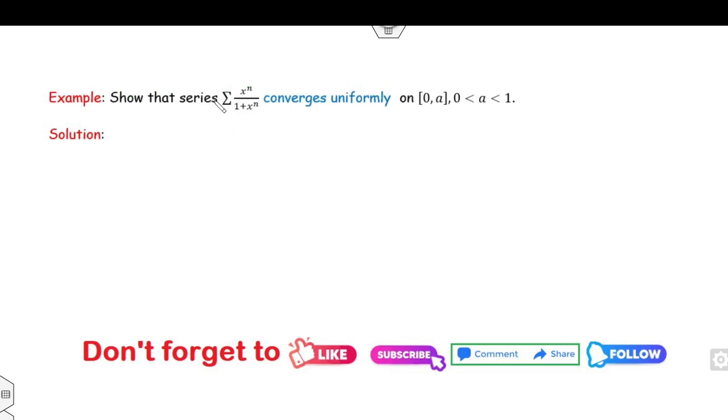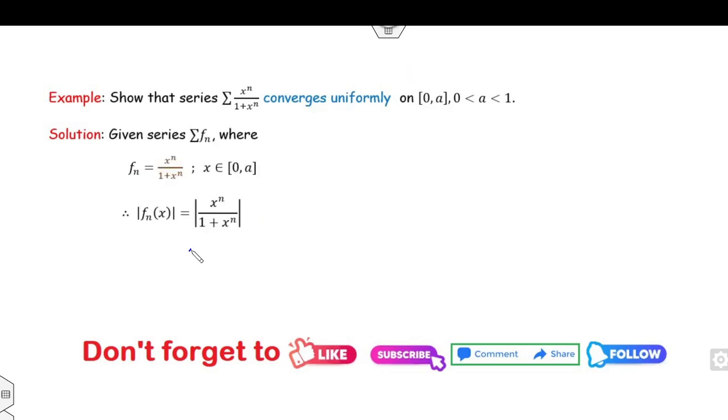Look at this another one. Show that the series converges uniformly over the domain, the closed interval 0 to 1. This is the value of Fn. So I can start with the value of Fn of x, which is x raised to power n over 1 plus x raised to power n.